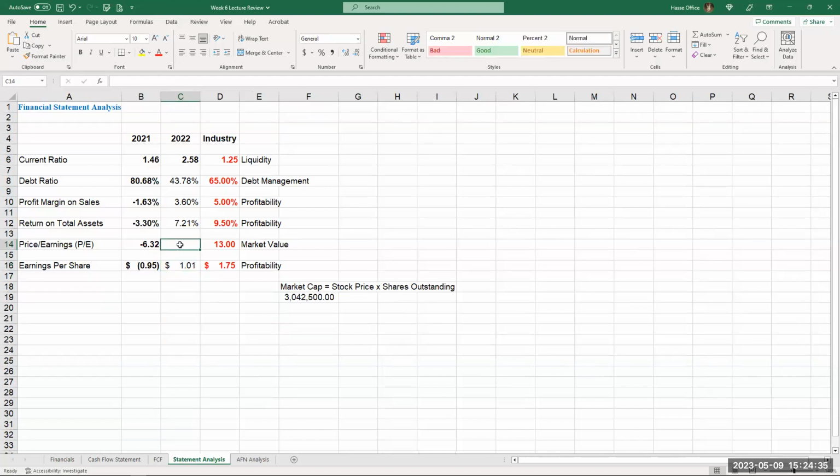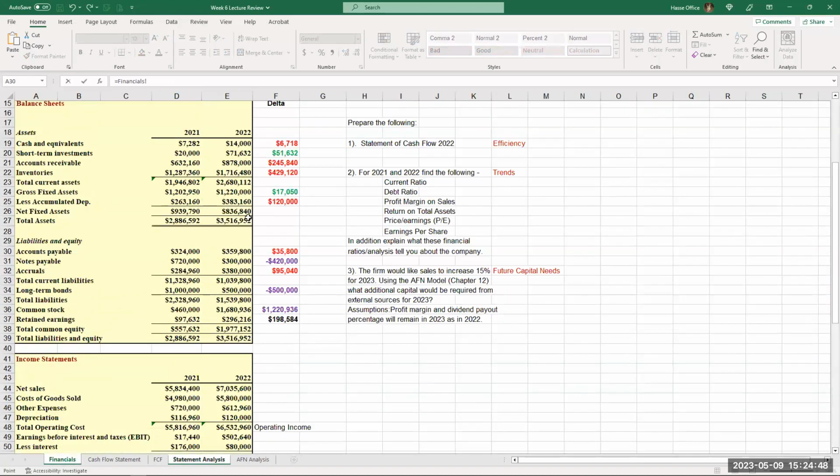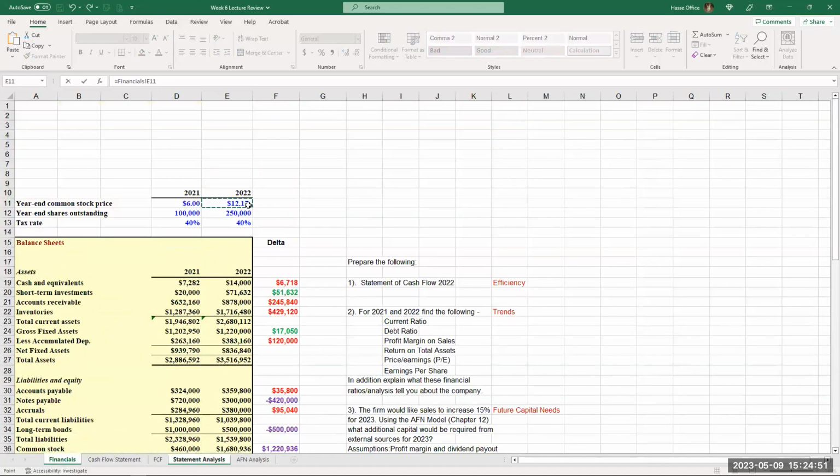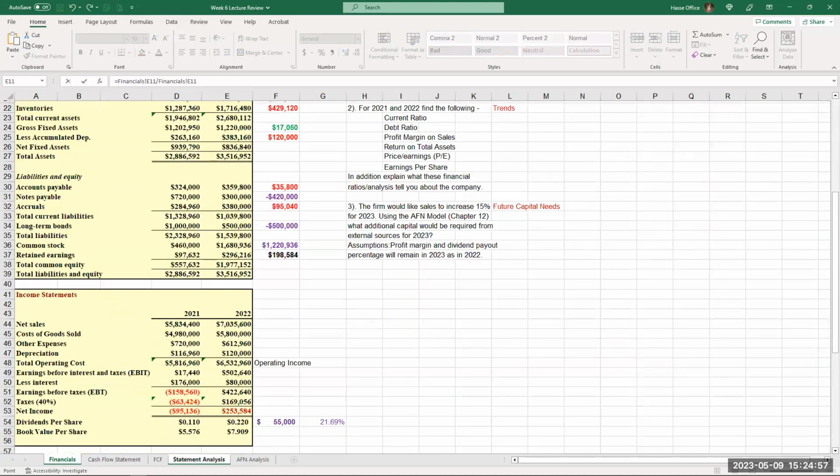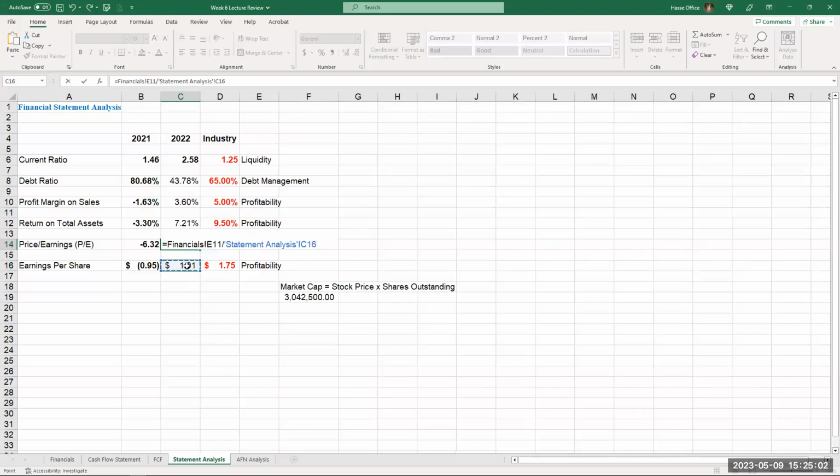And then the relationship of that earnings per share to the stock price is called the PE ratio, which is a very important investment return tool for many investors. So again, equals, we go to the financials. What's the current stock price on December 31st? $12.17 divided by the earnings per share, which is this number. And we round to 2 decimal points.